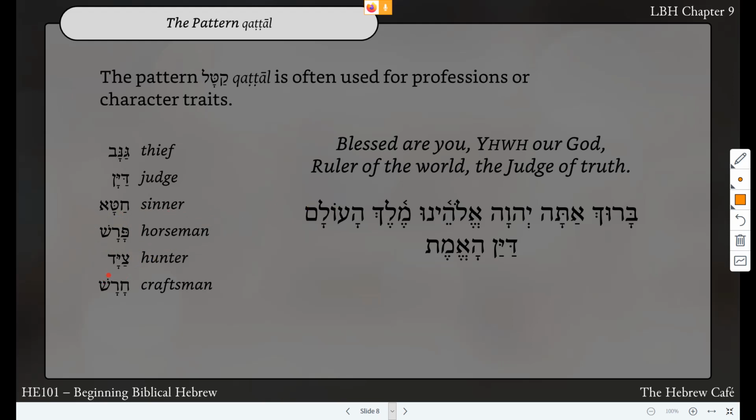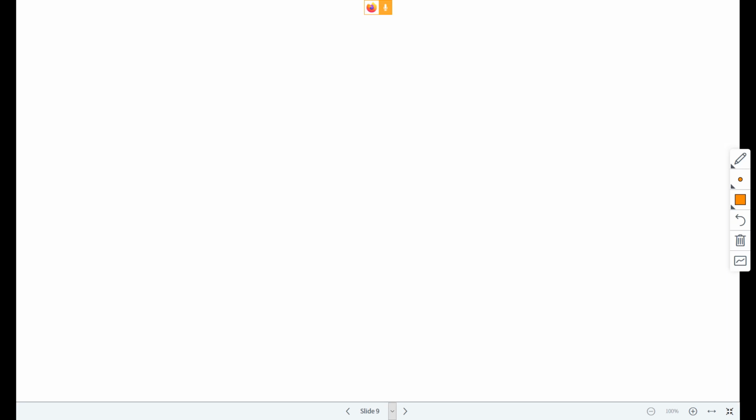Okay, the next is hunter, from latsud, to hunt. Sayad. Sayad is hunter. And Kharash is the same as Parash. It's a craftsman. Now we use the root today for a factory as well.